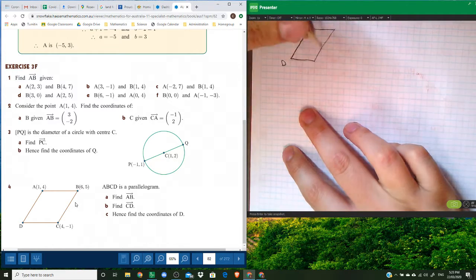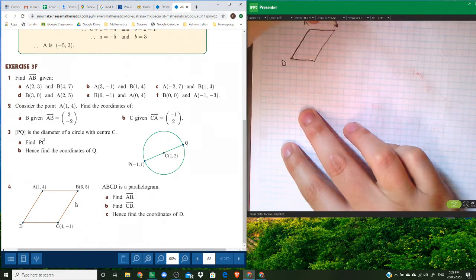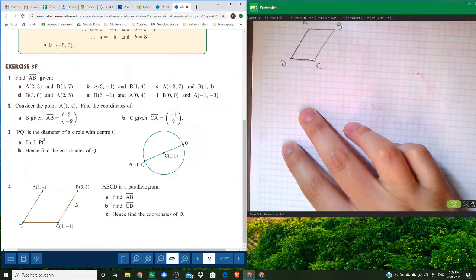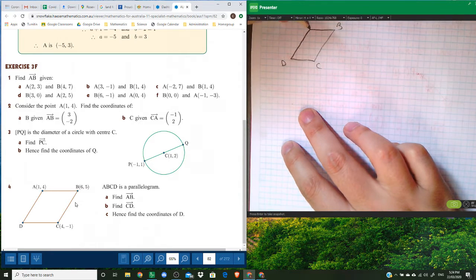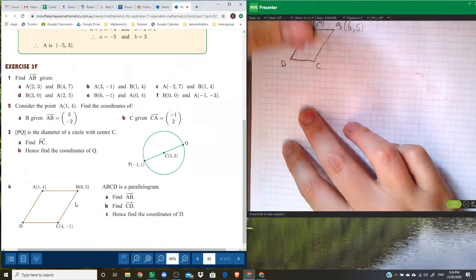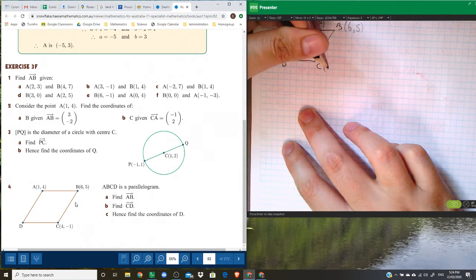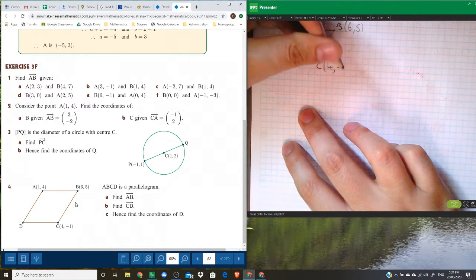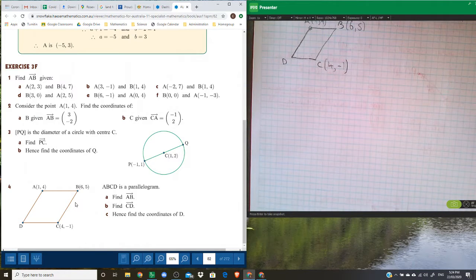All right, A, B, C, D. I want to find the corners of D. So we've got 1, 4, 6, 5, 4 minus 1. Let's give that a go.